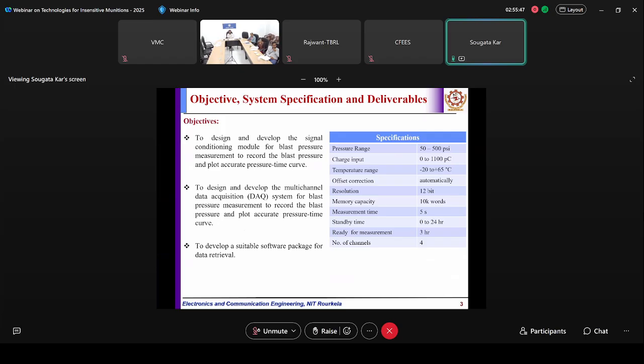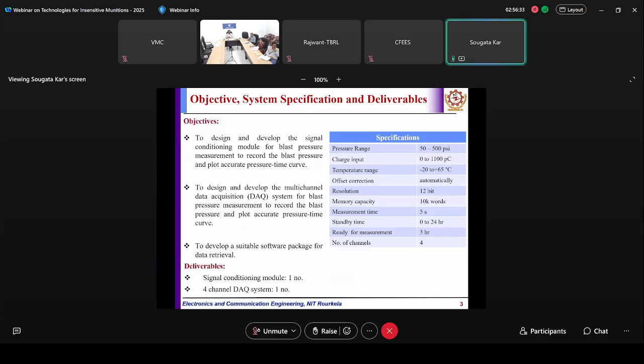In our gun chamber measurement, it is mostly 100 milliseconds. But here, the measurement time can be a little bit more as per our understanding. But that can be decided with discussion with the RBLAD. Now, these are the typical specifications we want to follow. And then the deliverables: the first one is a single signal conditioning module with the sensor. The sensor we don't want to develop. We want to purchase the sensor from either Kistler or PCB Piezotronics or any other vendor available in the market. And then we want to build one 4-channel data acquisition system, a multi-channel data acquisition system.